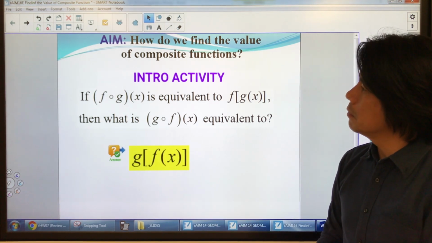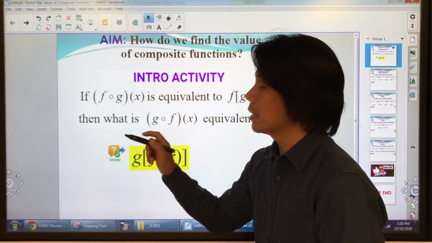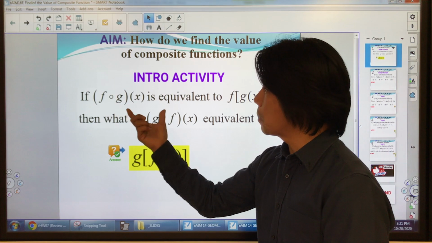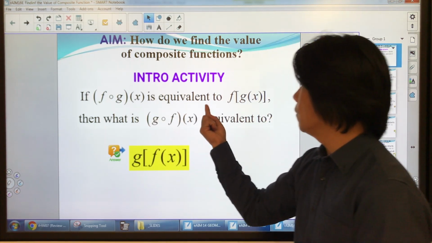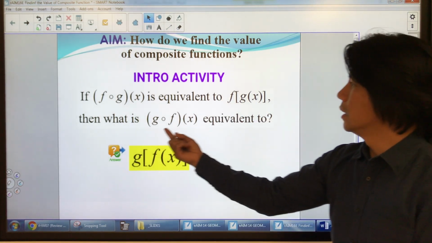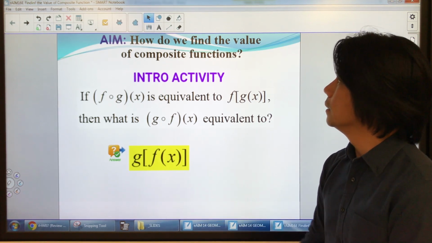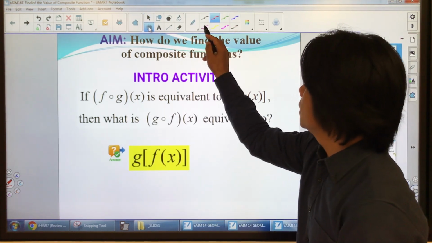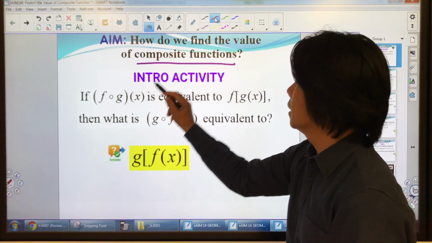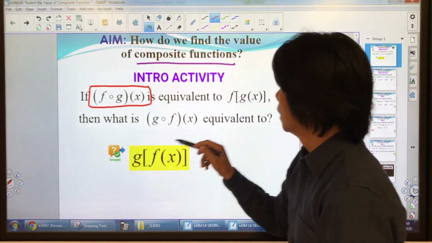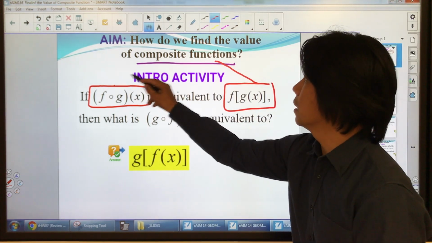Let's take a look at the problem first. It says if f circle g of x, by the way, that's how you pronounce it, is equivalent to f of g of x, then what is g circle f of x equivalent to? If you notice here, there are two ways of writing a composite function. One is using the circle and the other is using the brackets. They mean the same thing.